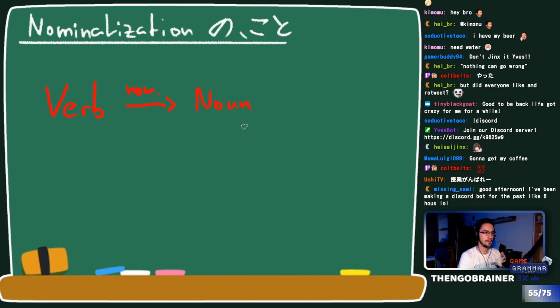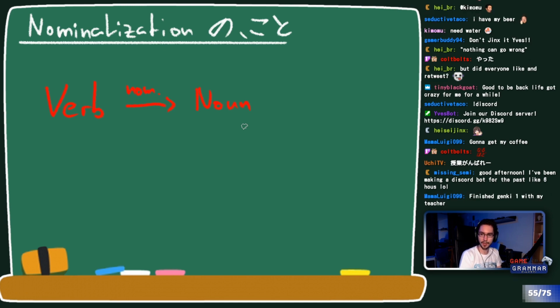There's a few reasons why we would want to turn a verb or a verb clause into a noun or a noun phrase. For example, if you want to make statements where an action or like an action clause is the subject or the object, you have to turn it into a noun first. Because generally the position of subject or object can only be filled with nouns, okay?